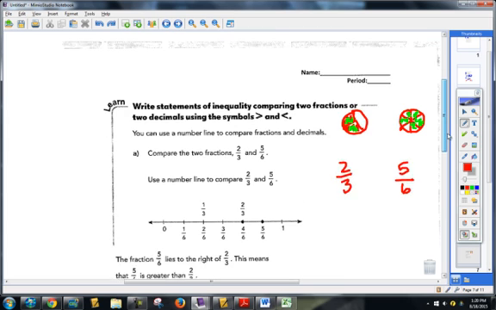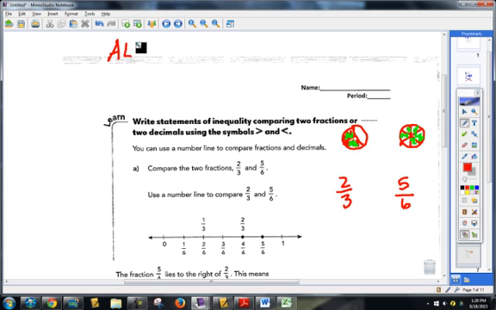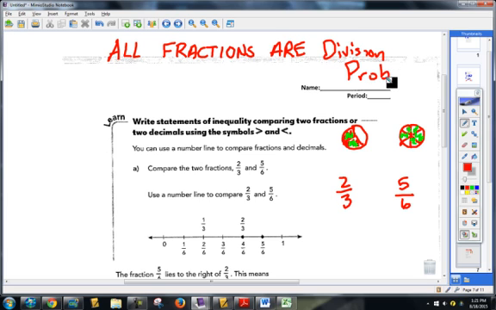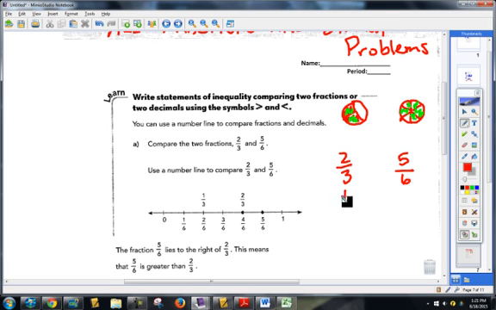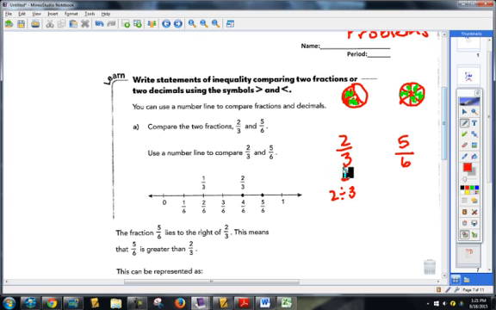Here's the first thing I want you all to write at the top of your paper. Write this, and this is going to be something you're going to hear me say the entire school year. Matter of fact, I think I might have already said it. All fractions are division problems. Okay, so if I have the fraction 2/3, I can just do 2 divided by 3. It's always top number divided by bottom. Numerator divided by denominator. So it's 2 divided by 3. This is going to be 5 divided by 6.